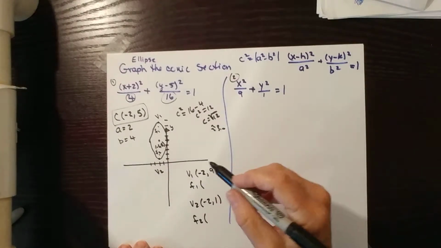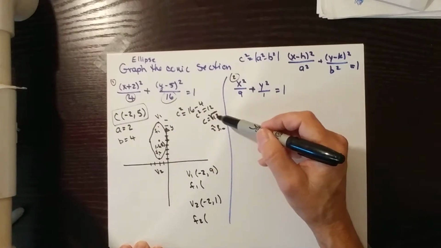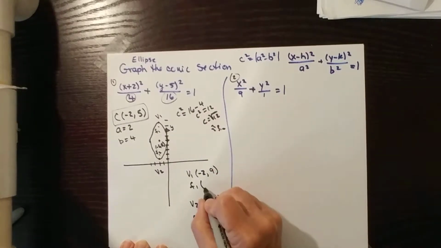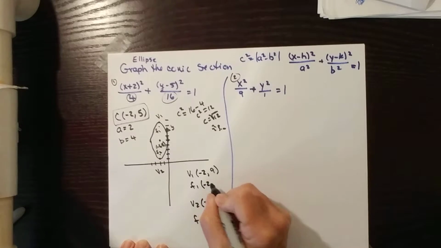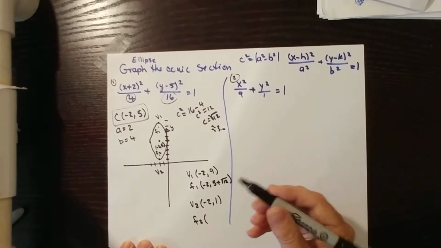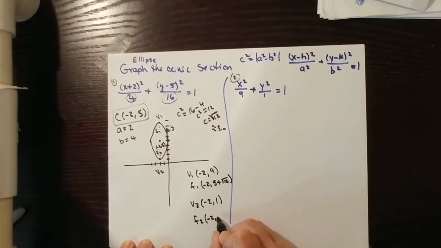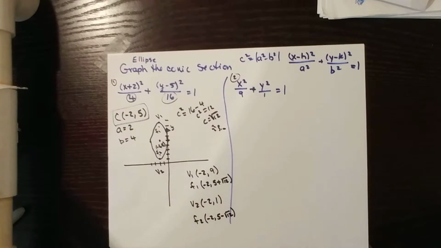So F1, from the center, negative 2, 5, I'm going to go up square root of 12. So this coordinate will be x is negative 2, y is going to be 5 plus the square root of 12. Move up that far. F2 will still be in line, so it'll be negative 2. We're going to go at 5 minus the square root of 12. That's the coordinates for that. So that is the number 1. Number 2, let's go over here.